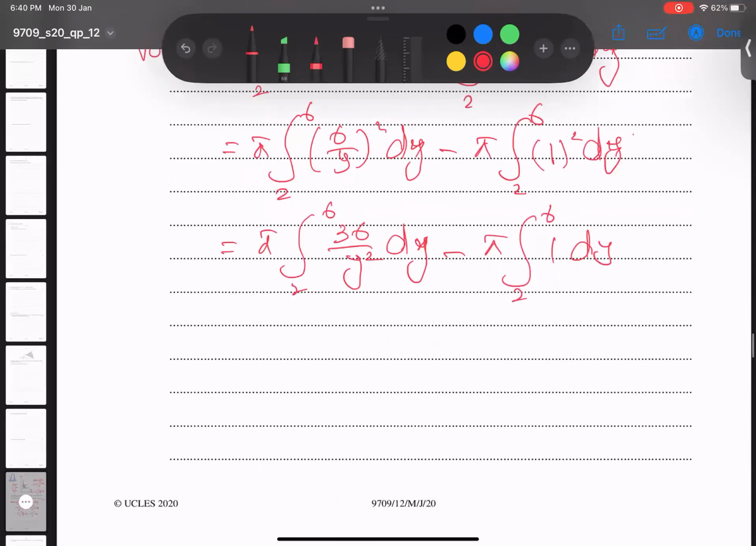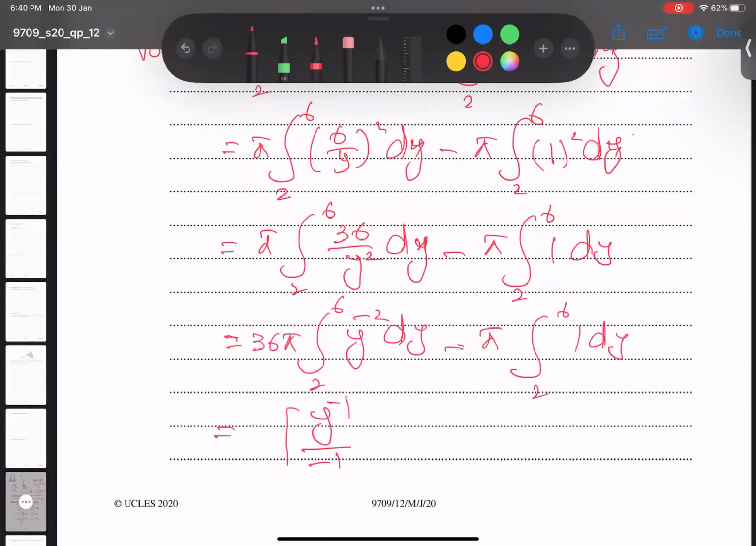And now 36 we can bring outside or keep inside, no problem at all. And I bring y to the power up, it becomes inside, the negative sign changes, the power sign changes. And I'm going to integrate 1. What is here? Increase the power by 1, divide by the same, and outside 36 pi. And minus, what is here? And what is the integration? Y only.